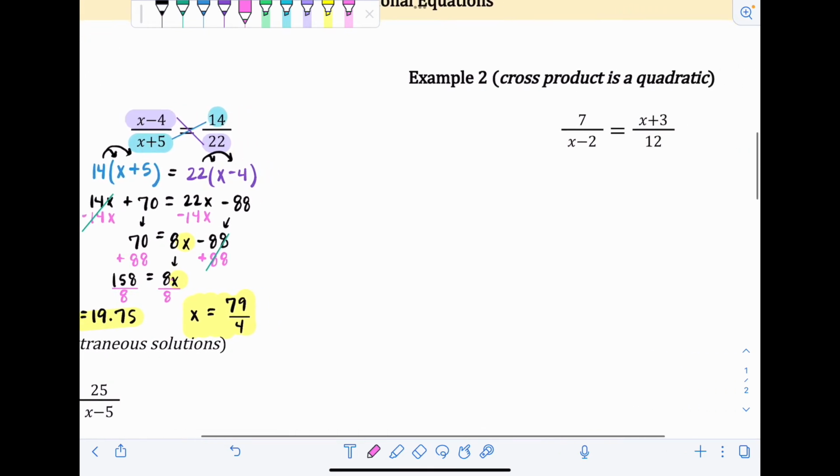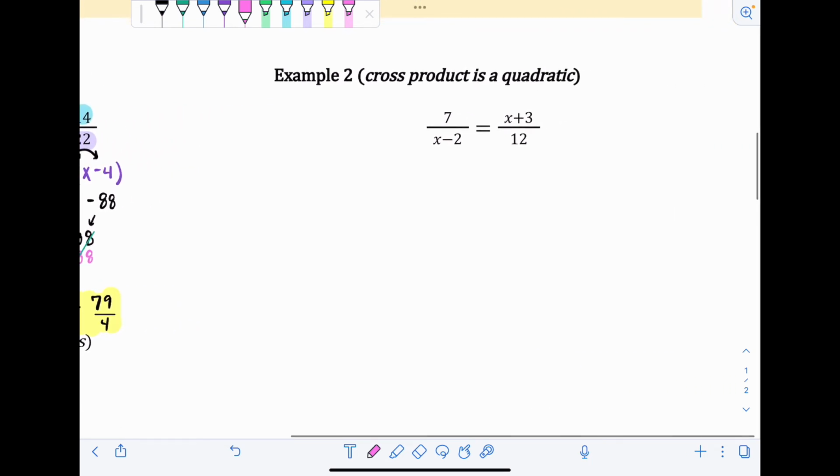Okay, so moving on to example 2, this is when the cross product is a quadratic. So 7 over x minus 2 equals x plus 3 over 12. So same thing, we have a proportion, we're going to approach it the same way, we're going to cross multiply. So the first diagonal is x minus 2 times x plus 3. Since those have multiple terms in each factor, I have to put them in parentheses.